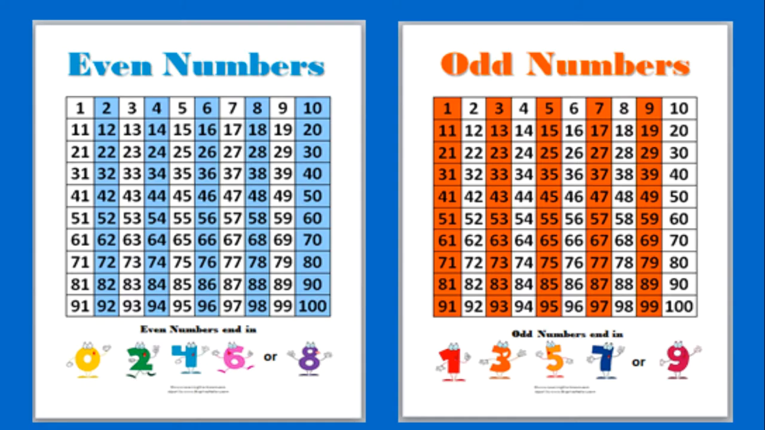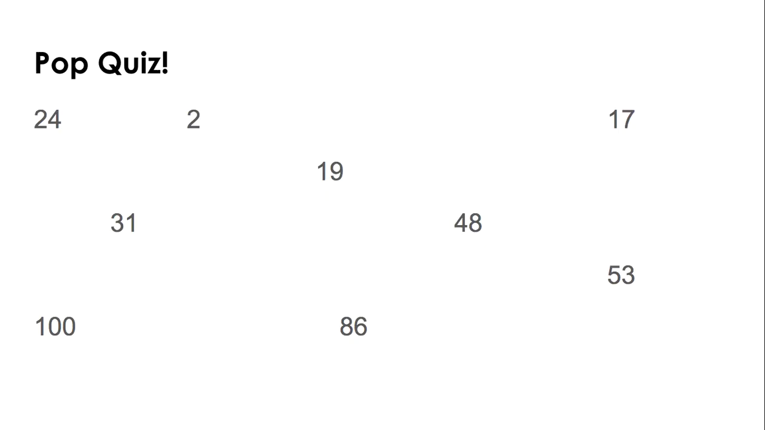So I'm going to give you a little pop quiz. Are you ready? Take a look at all of these numbers in gray on my screen. I want you at home to think which ones are even and which ones are odd. Quick reminder, even numbers have a 0, 2, 4, 6, or 8 in the ones place. Odd numbers have 1, 3, 5, 7, or 9 in the ones place.